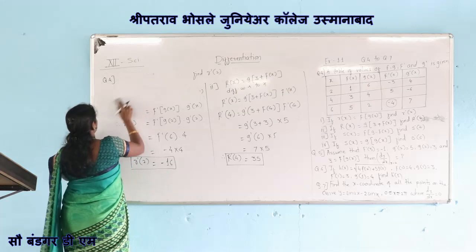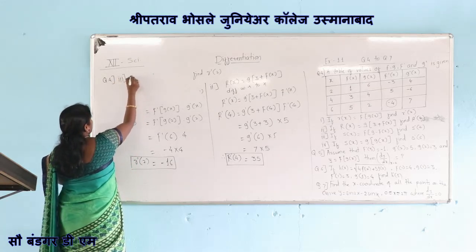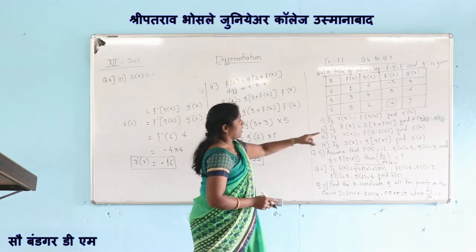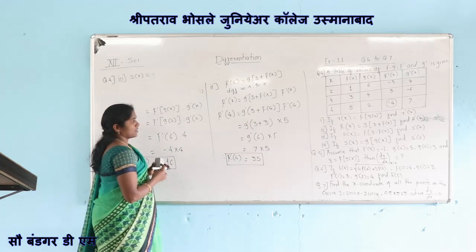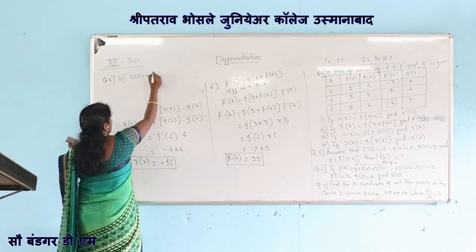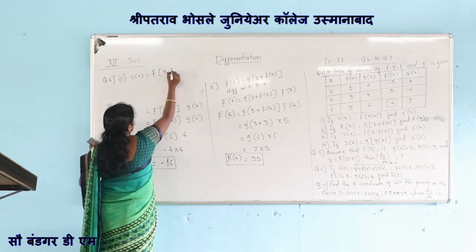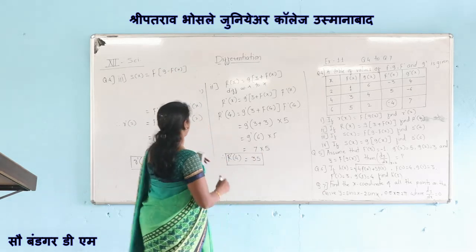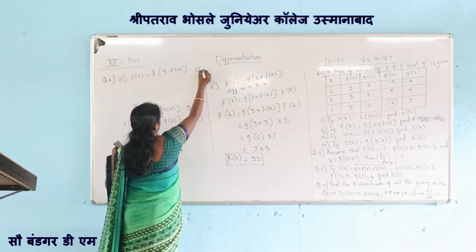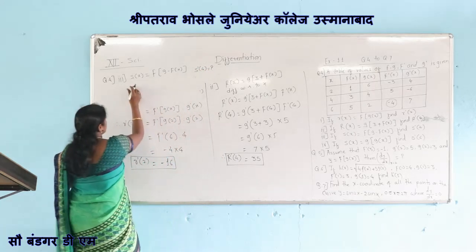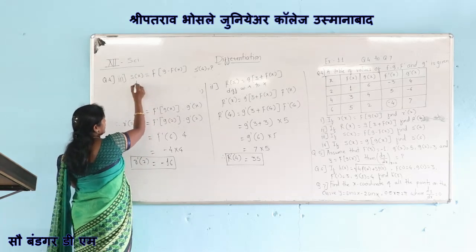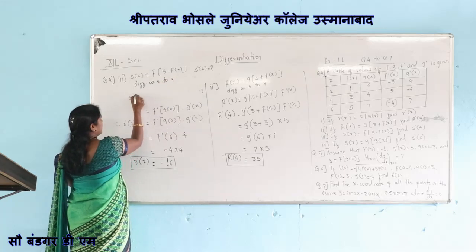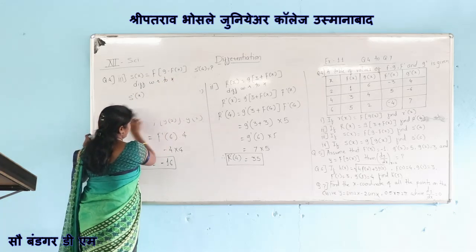We have to find, in question number 4, part three, given as s of x is equal to f of 9 minus f of x. We have to find s dash of 4. So s of x, differentiating with respect to x, we get s dash of x.